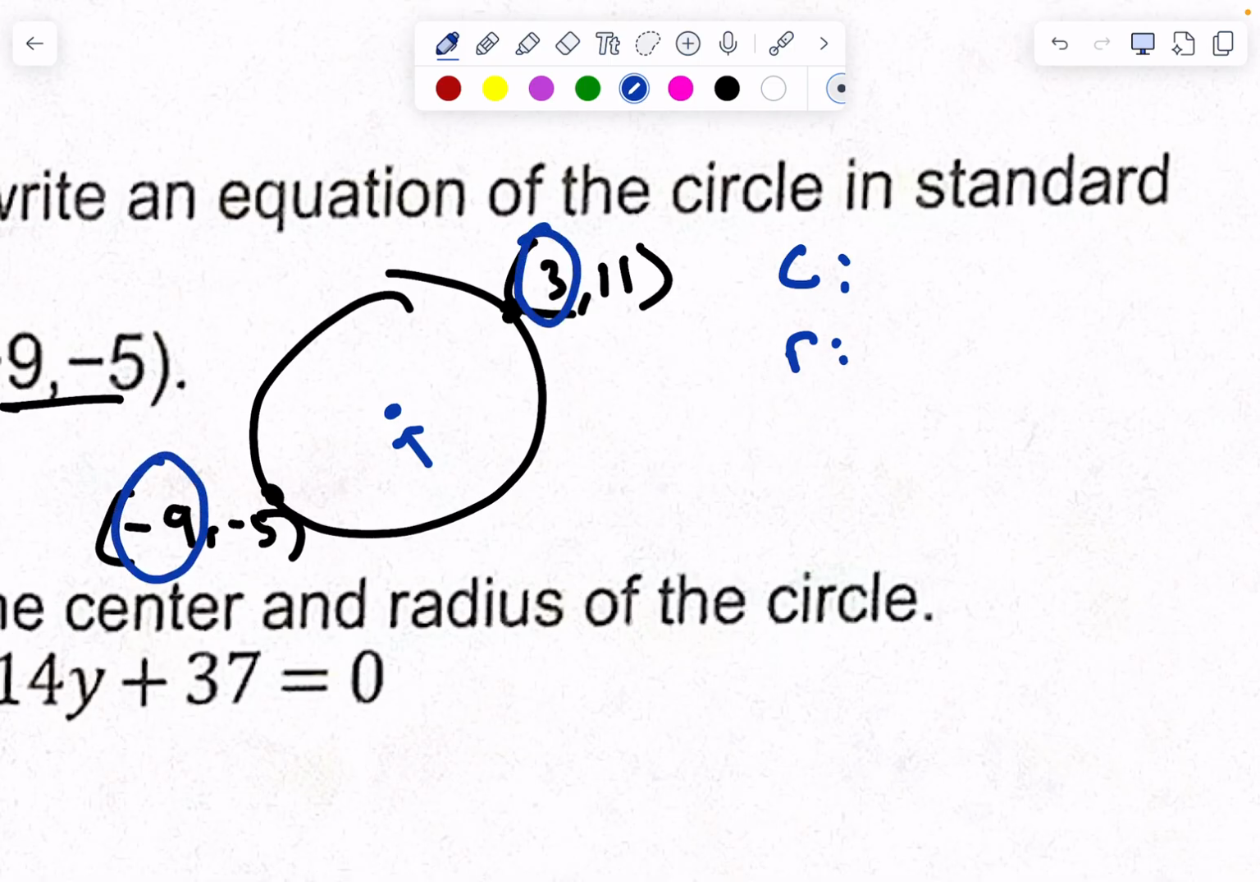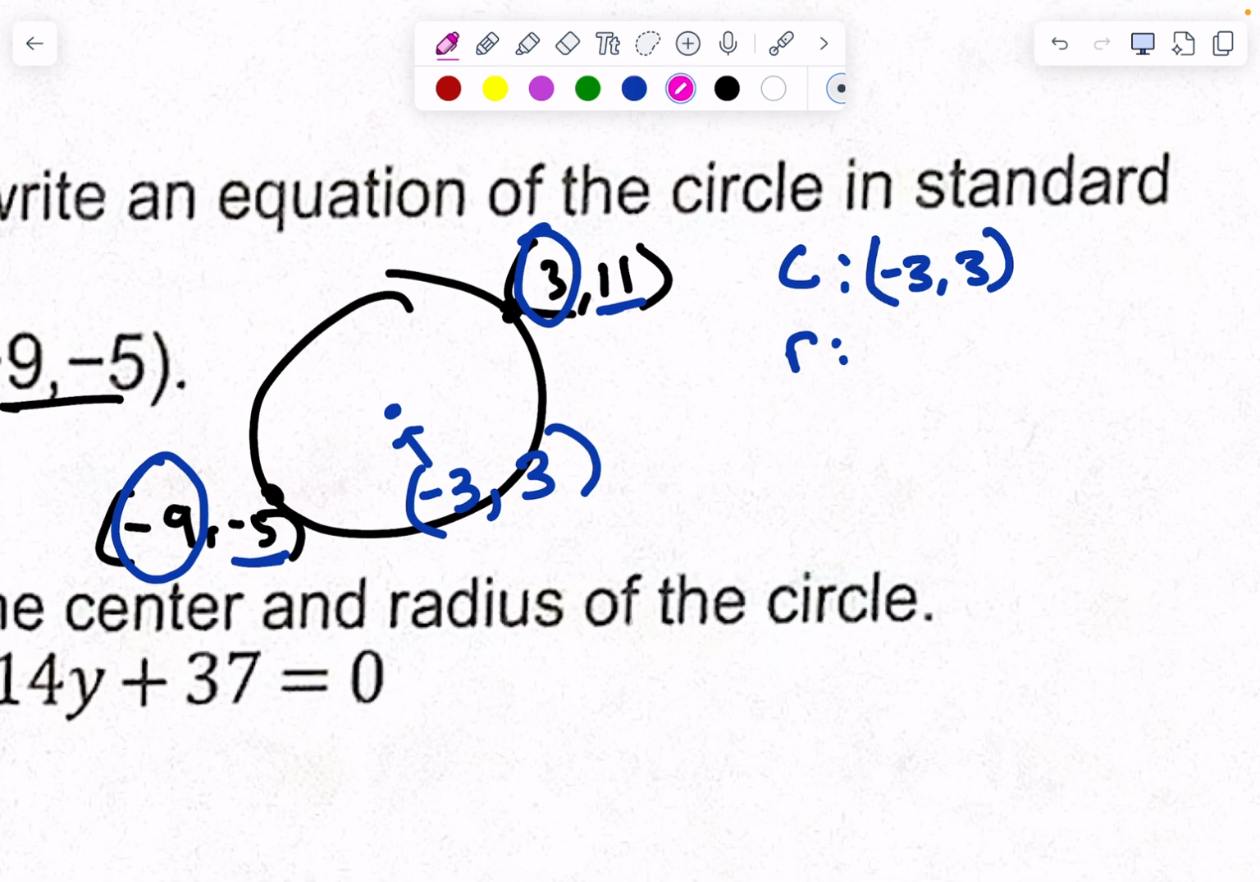What's -9 and 3? -6. If you're adding them, you're adding them. -9 plus 3 is -6, divided by 2 is -3, right? -5 and +11. If I add those, that's +6, divided by 2 is +3, right? Okay, so my center is at -3, 3.